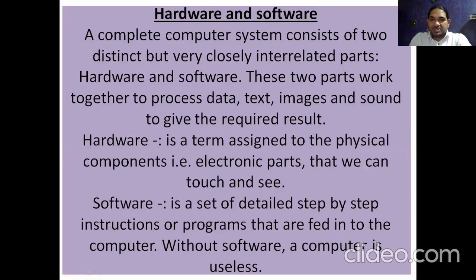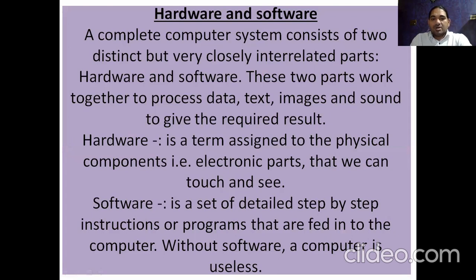Hardware and software, these are the two most important things in any computer. A complete computer system consists of two distinct but very closely interrelated parts, hardware and software. These two parts work together to process data, text, images and sound to give the required result.